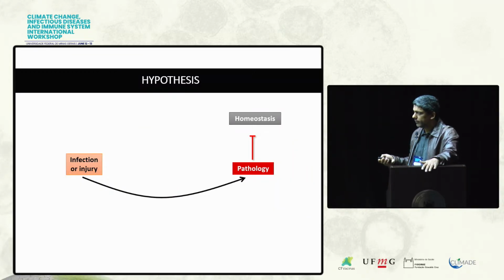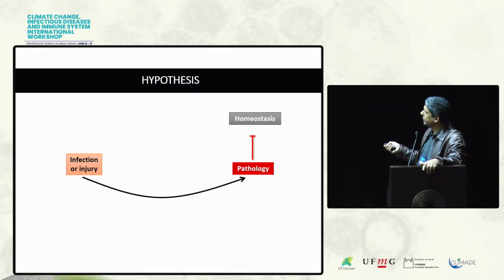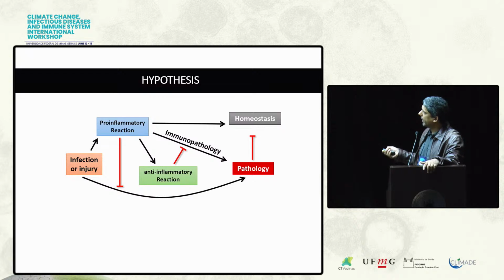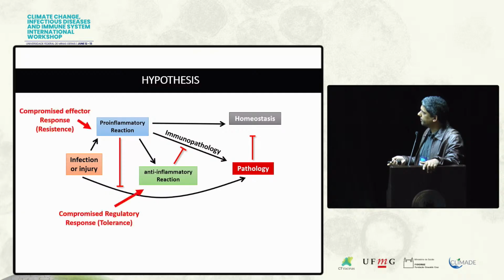So you get an infection, the infection causes you pathology, which prevents your homeostasis and makes you sad. Then your immune system reacts with a pro-inflammatory reaction, which fights the infection and brings you back to homeostasis. However, if you have low tolerance to the infection, this pro-inflammatory reaction can itself cause pathology. So to prevent that, the immune system has an anti-inflammatory reaction that operates at the same time, preventing immunopathology.